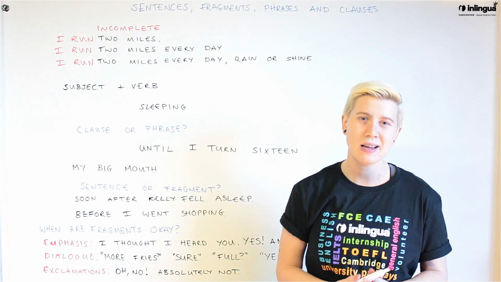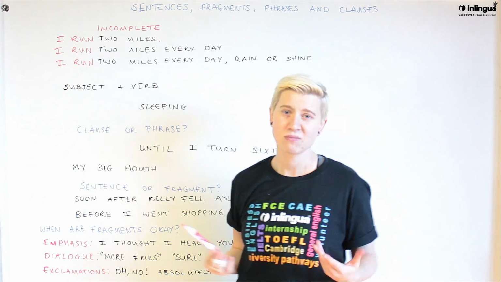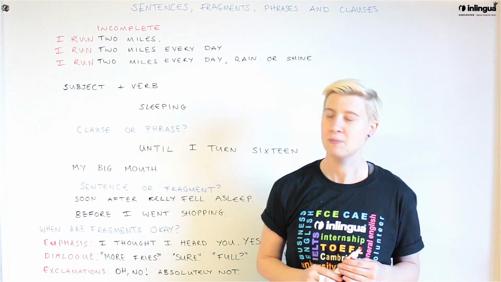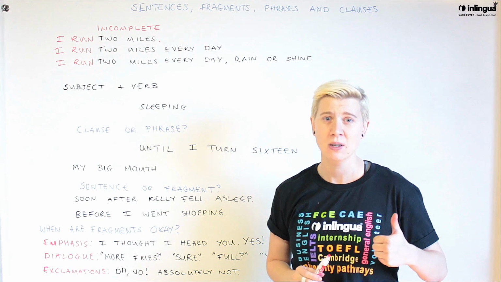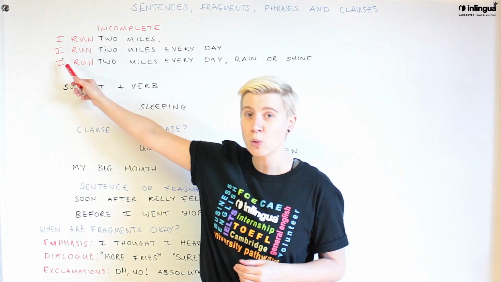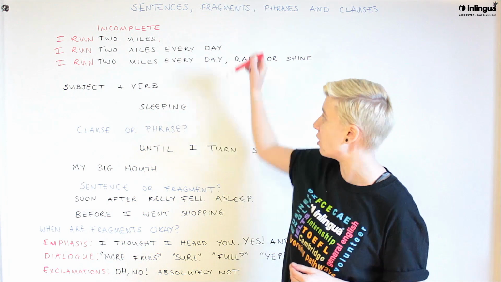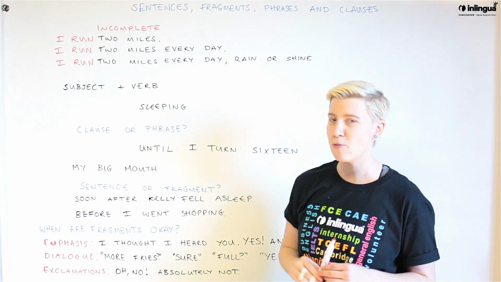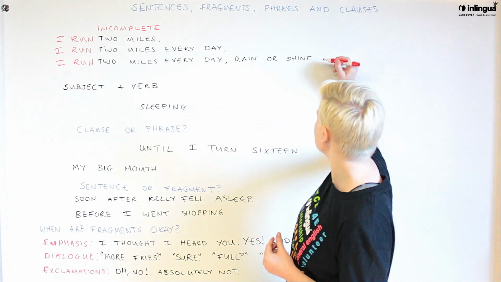So this sentence has the information we need. There's the subject, the verb, okay? But it's not a lot of information. It's not a good sentence. The next one, I run 2 miles every day, is better. Okay? We get more information, we know what is happening, we know who is doing what, and we have some time information. But this last sentence, this one's even better. I run 2 miles every day, rain or shine.